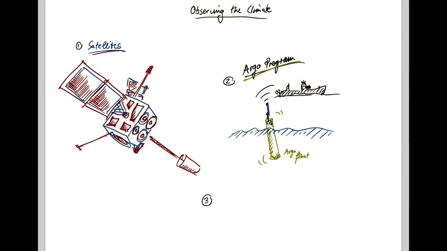And then the third part that I will touch upon briefly is how we used to measure atmospheric weather and climate conditions, in particular using weather stations. Although the advent of the satellite era has made a lot of the things that weather stations used to do for us rather obsolete.